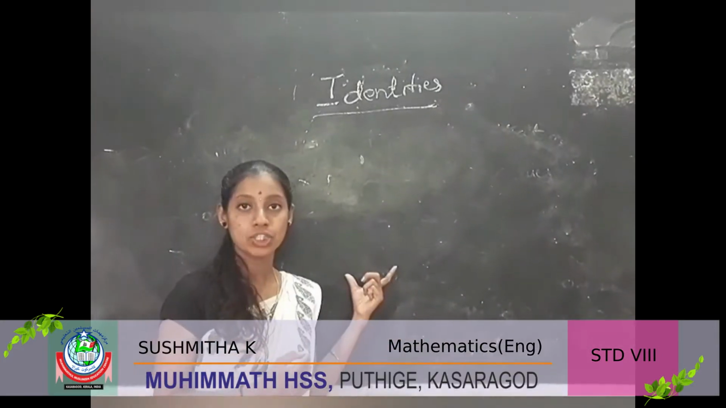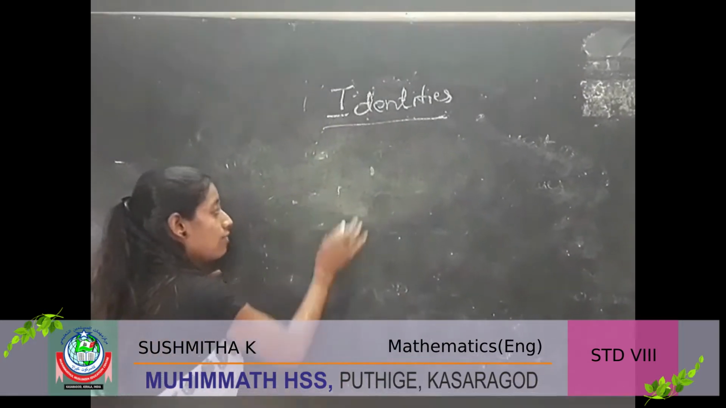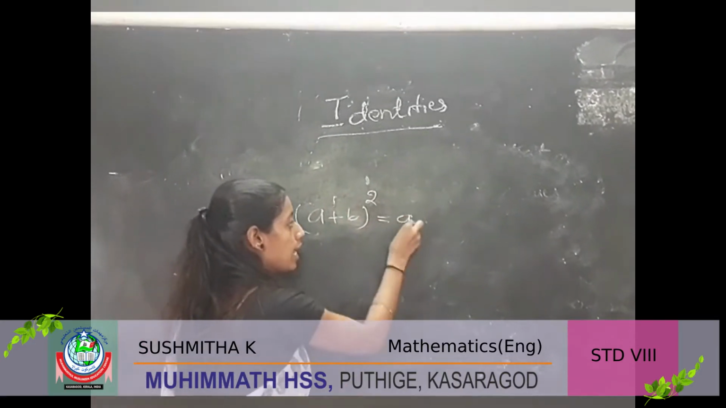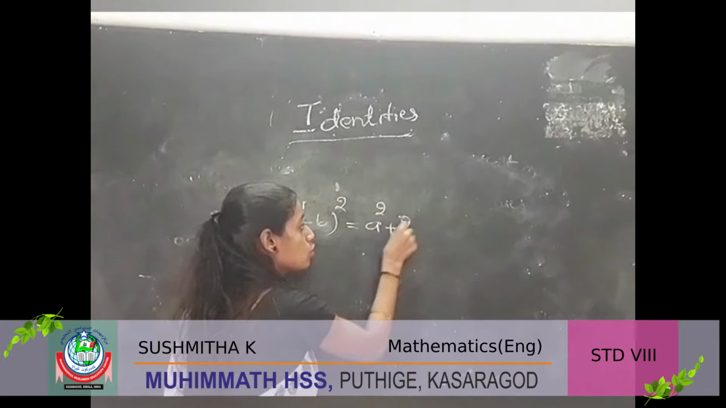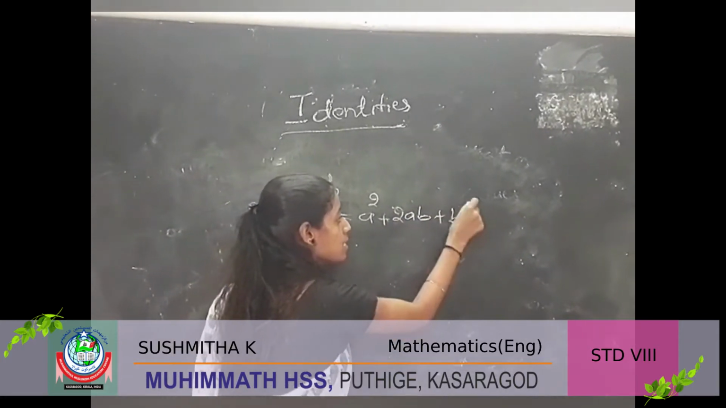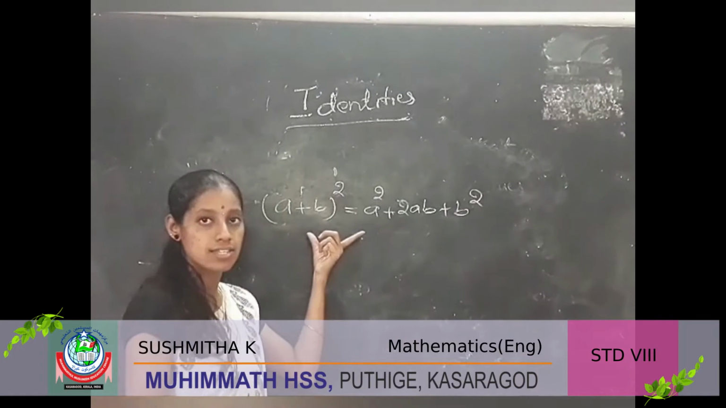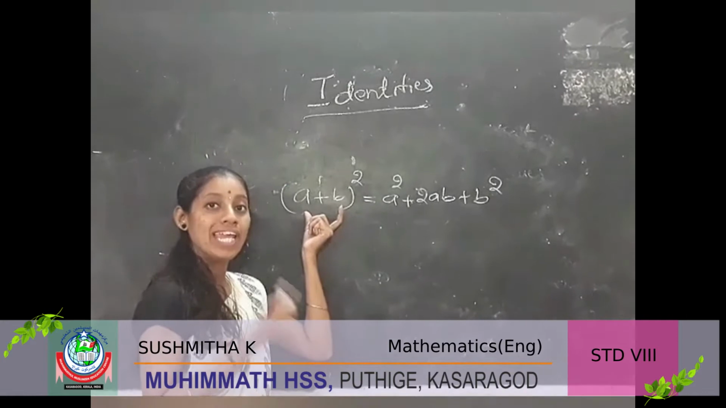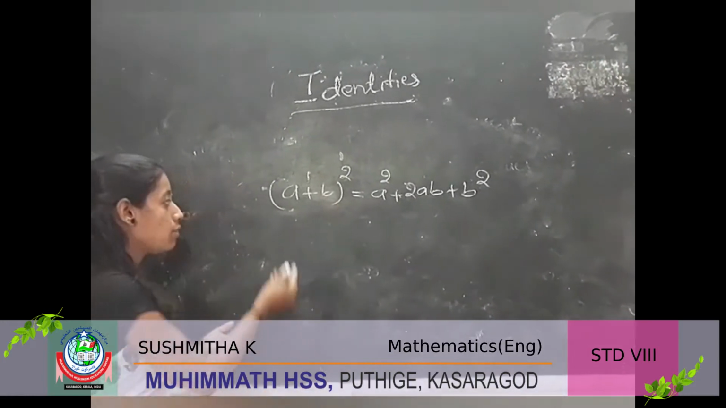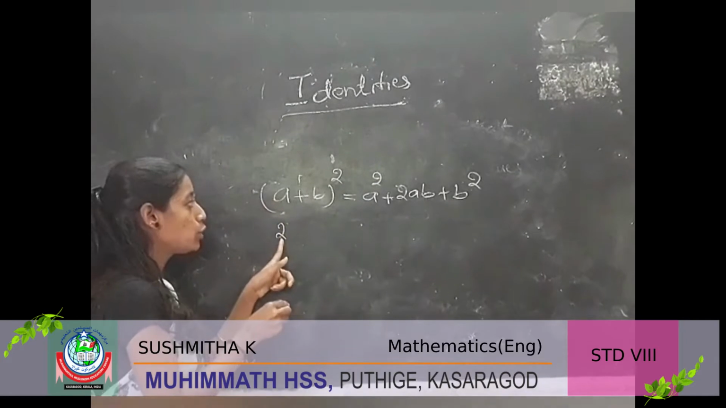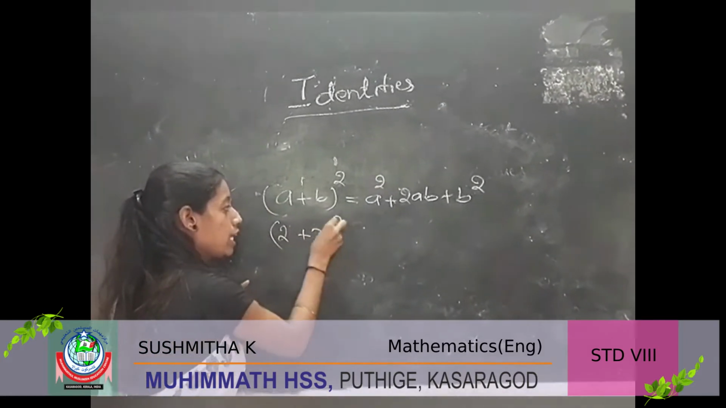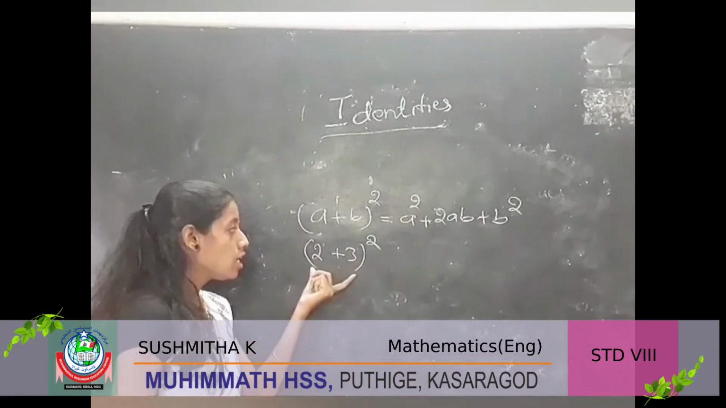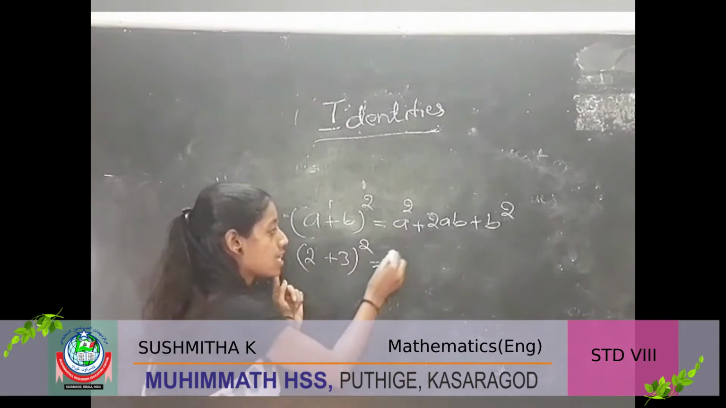Okay. By the second definition, we will see one example. a plus b the whole square is equal to a square plus 2ab plus b square. We already studied this in our earlier class, isn't it? Here a and b are the variables, so we can give any value to them. I will give a is equal to 2 and b is equal to 3. So we can write a is equal to 2, isn't it?